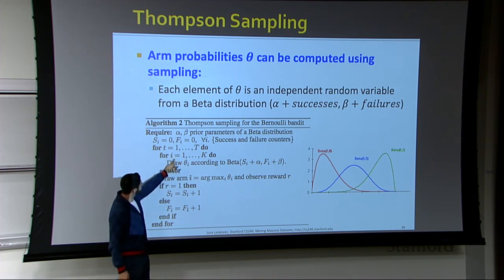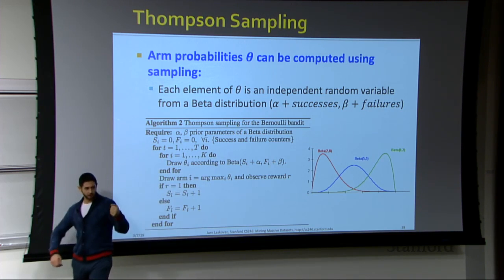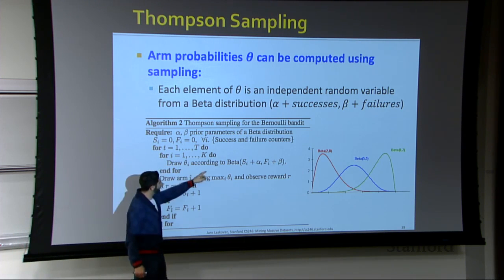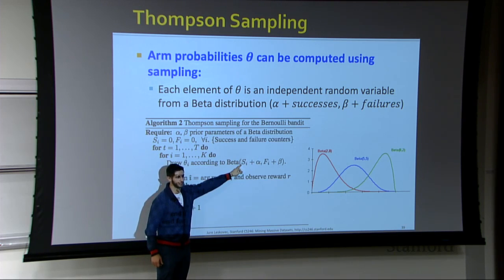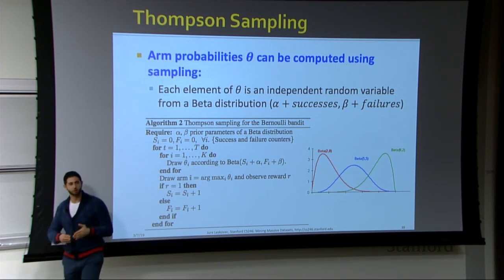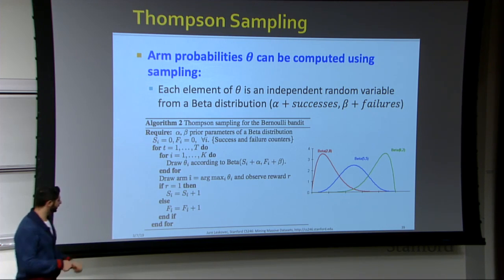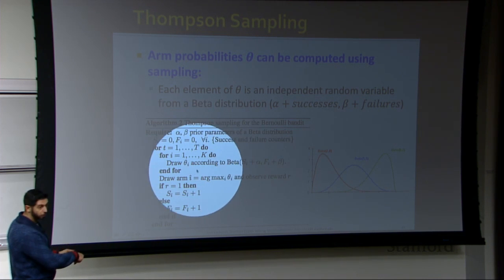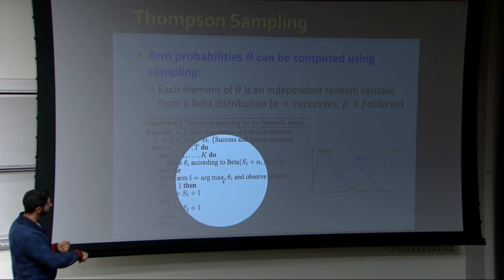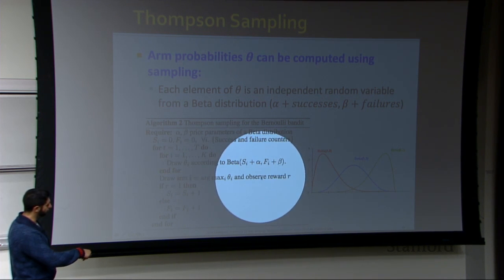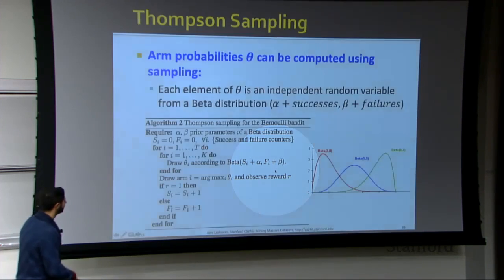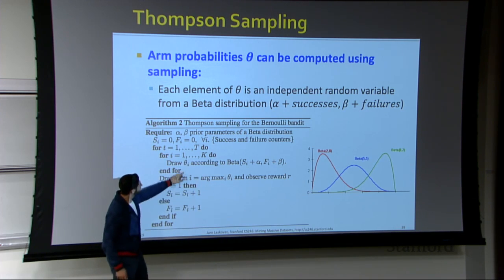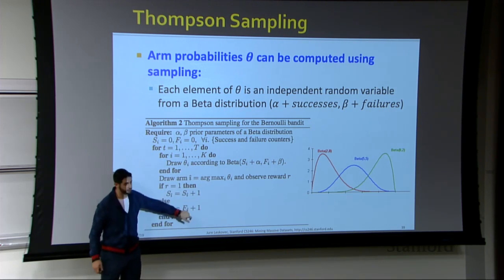And now for each single arm, rather than running the actual experiment, so rather than pulling it, what you do is you draw a value according to our beta distribution. So we're basically trying to simulate how these arms will behave without actually doing it. And then once we run this initial simulation step, we actually draw from the arm i, and this will be the arm with the maximum expected outcome. And we observe our reward R. Now that we observe our reward, we update either the success count or the failure count for that arm.